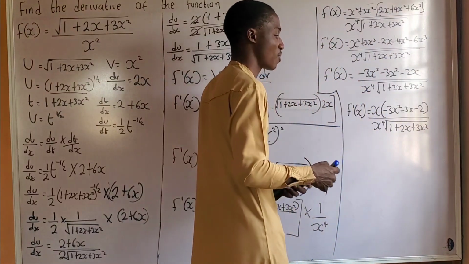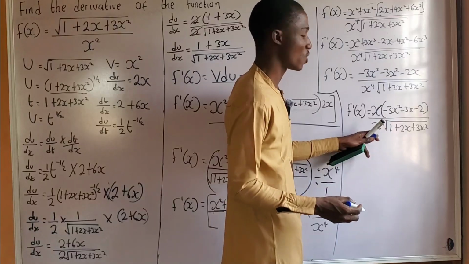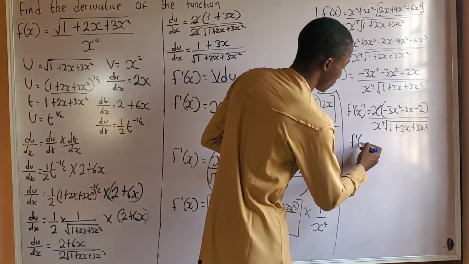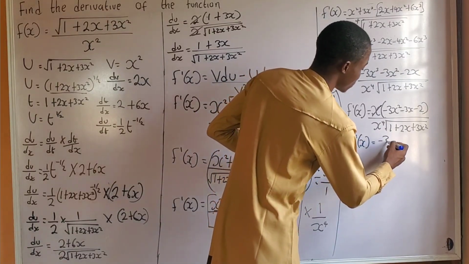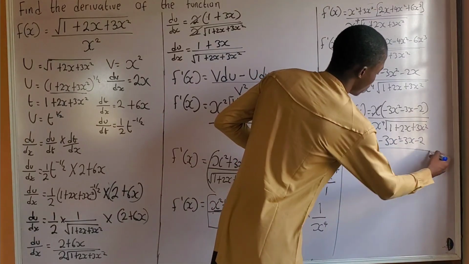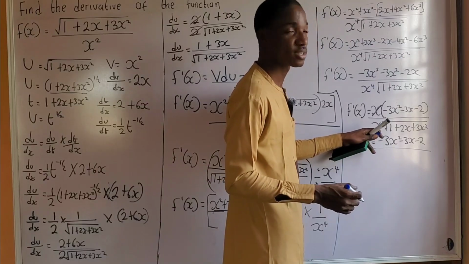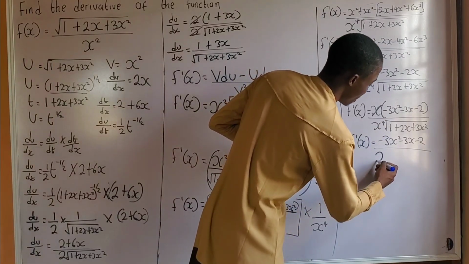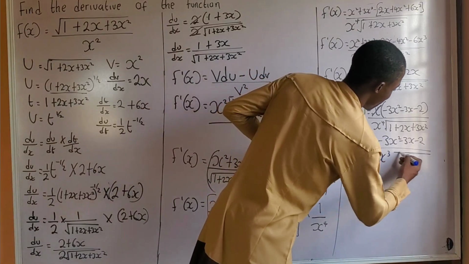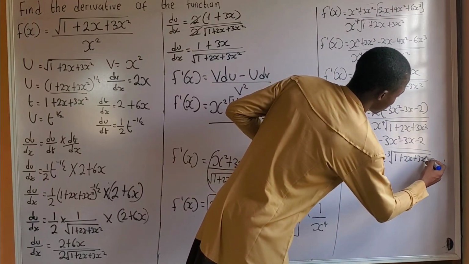Now, from this point, do you know that this x here can eliminate one x here? So I'm going to have f of x equals minus 3x raised to the power of 2 minus 3x minus 2 all over, now, instead of x raised to the power of 4, I'm going to have x raised to the power of 3. So I'm going to have here x raised to the power of 3 multiplied by the square root of 1 plus 2x plus 3x squared, okay?